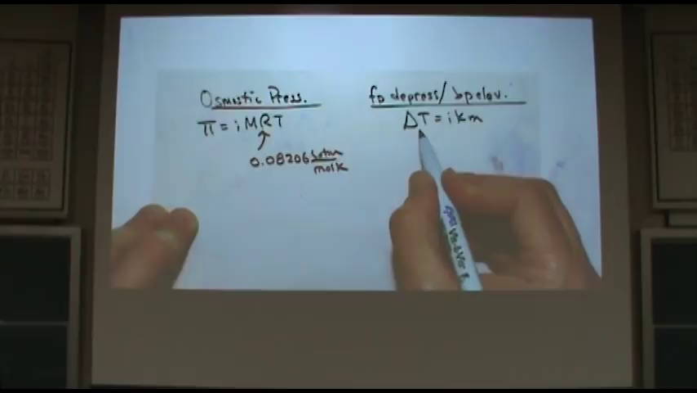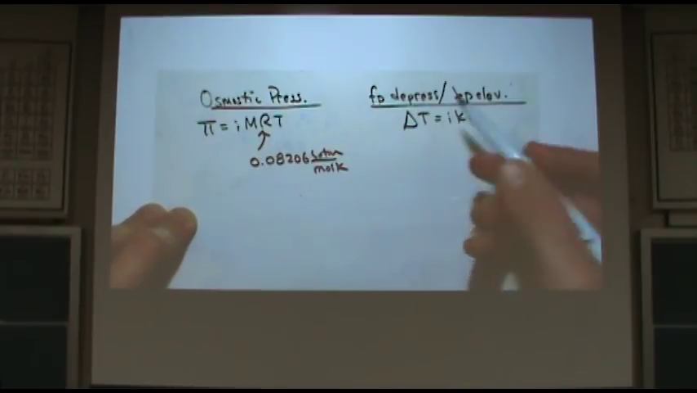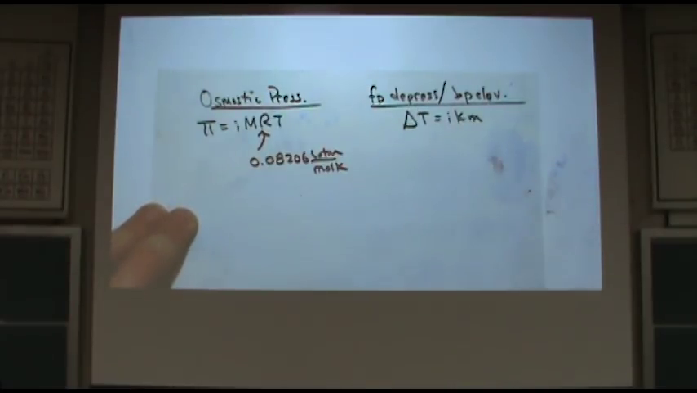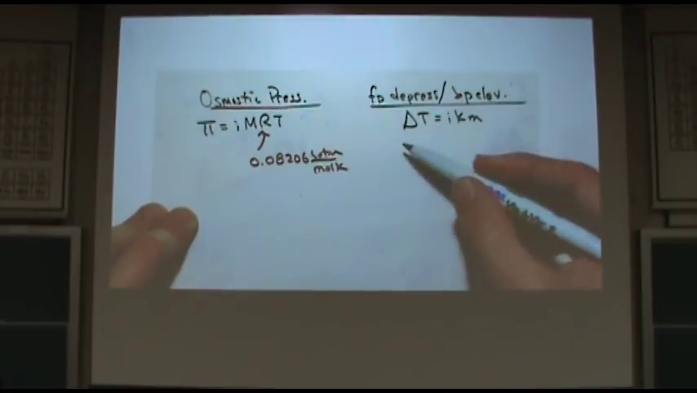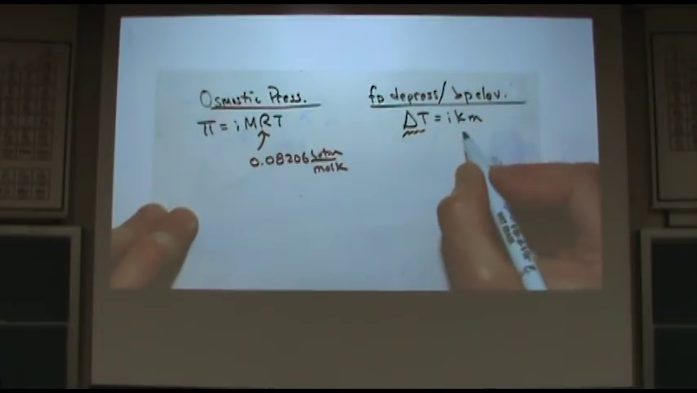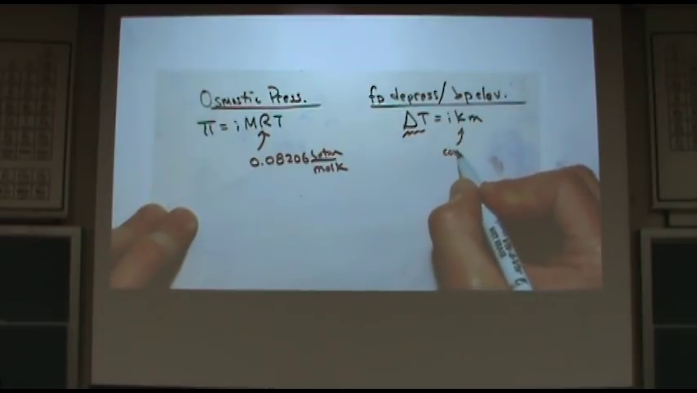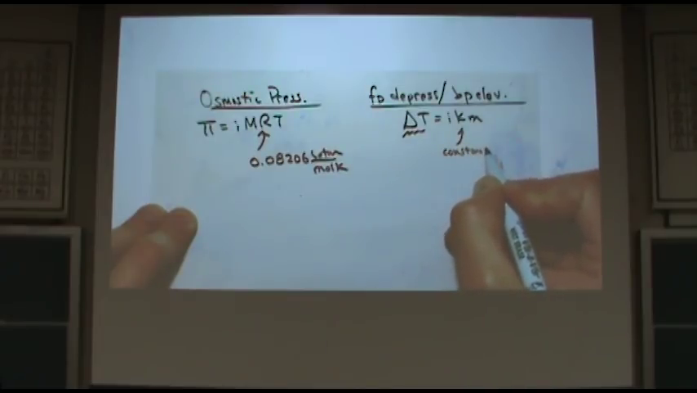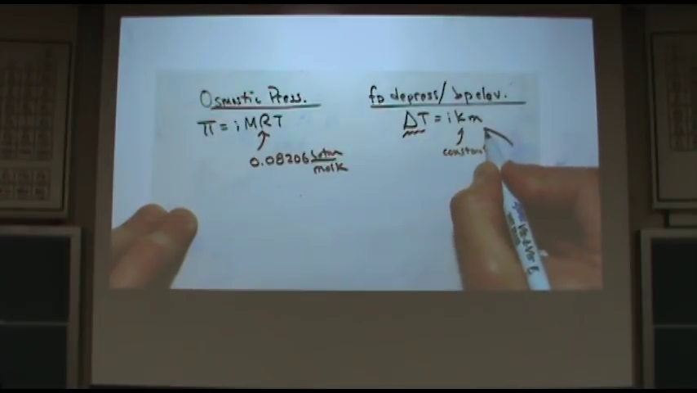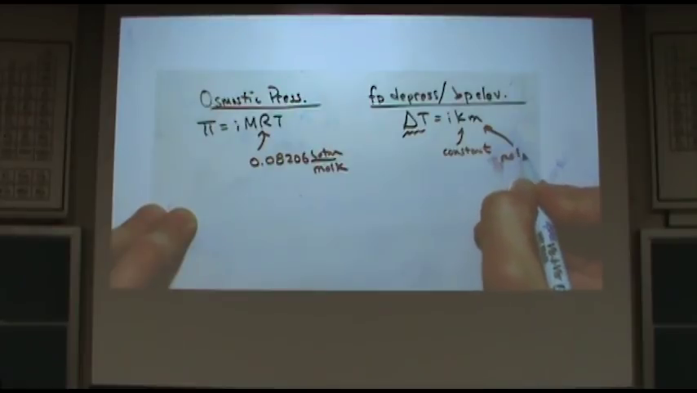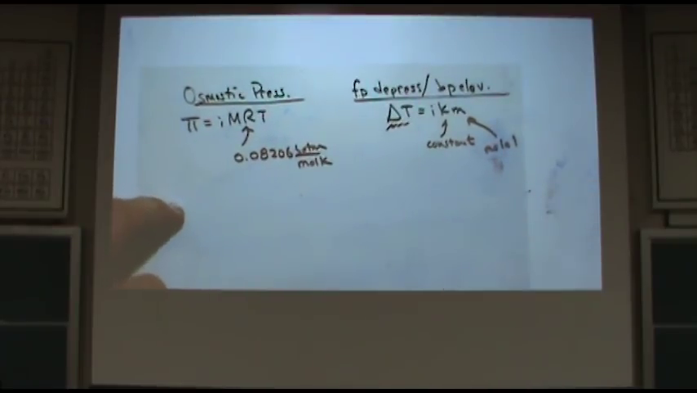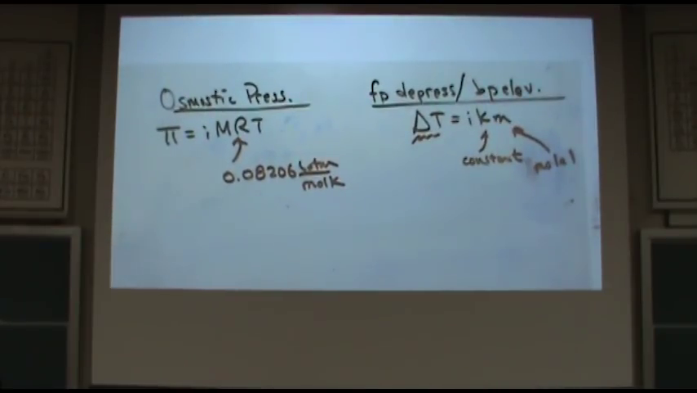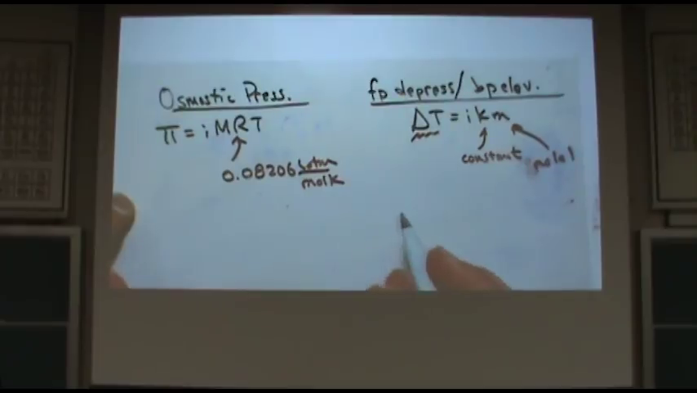Over here, this is the change in temperature, whether that's depression from the freezing point or elevation from the boiling point. Either way, that's that. Okay, this is a constant. That has to be given. And this is the molality. I'll put molal for molality. Okay, let's talk about I, and then I'll say a little bit about both these formulas.